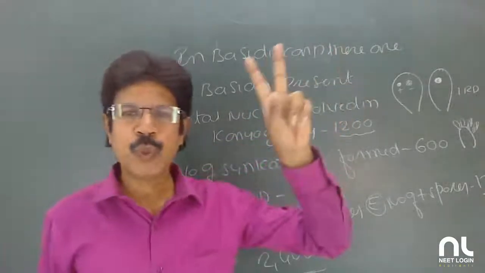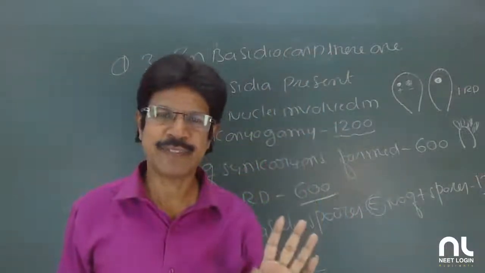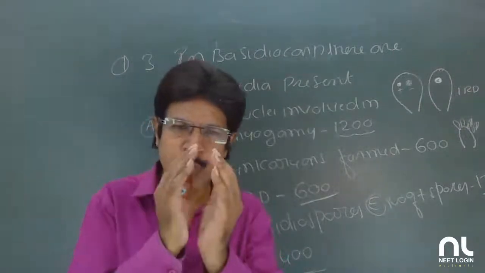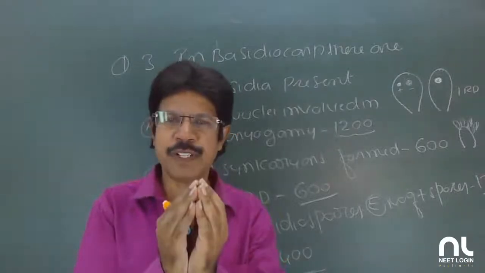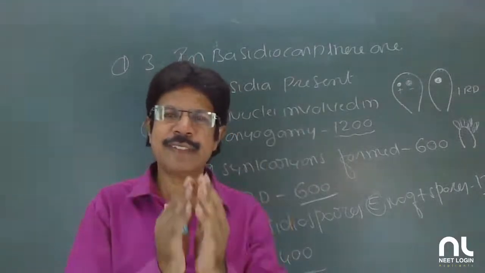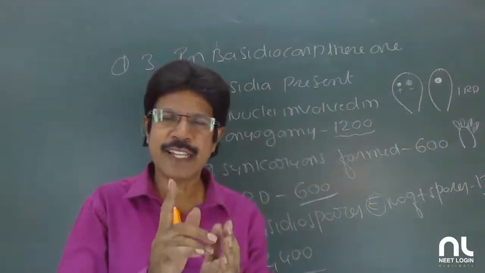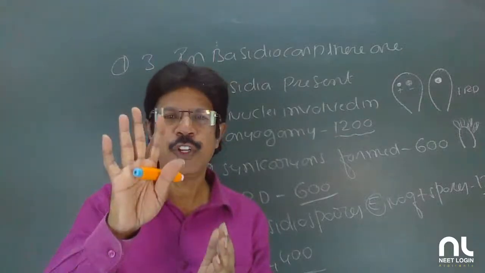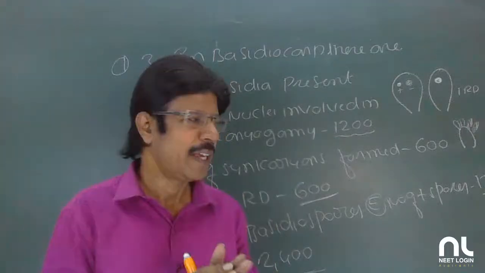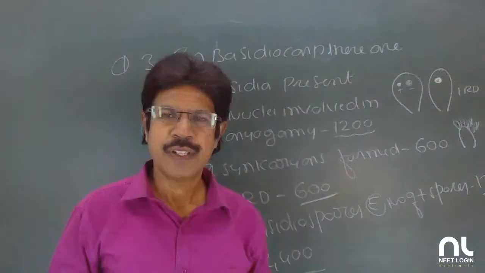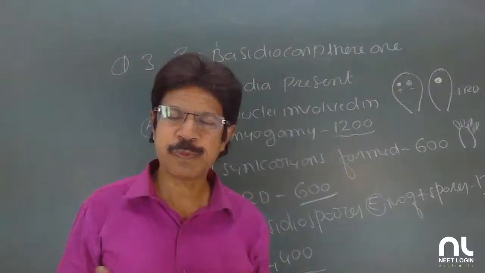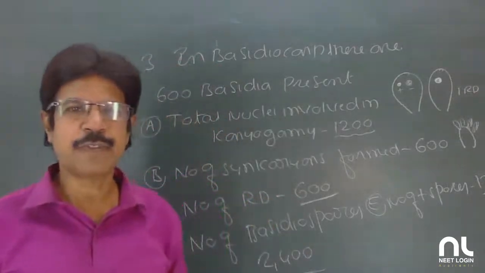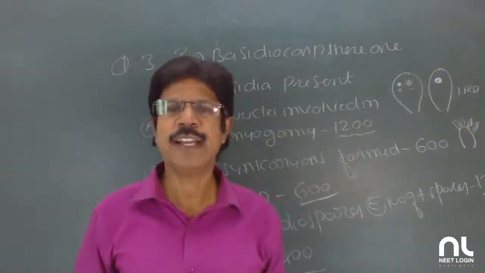In one basidium, 2 nuclei migrate, plus and minus. So in each basidium, how many nuclei are involved in karyogamy? 2. As the 2 nuclei fuse, one synkaryon is formed. In 600 basidia, 600 synkaryons. One synkaryon, that is the diploid nucleus, undergoes meiosis, and 4 nuclei are formed. So 600 times 4 is 2400 spores formed. Of these, 1200 are plus spores and 1200 are minus spores. How many kinds of spores are found? 2 kinds, plus as well as minus.